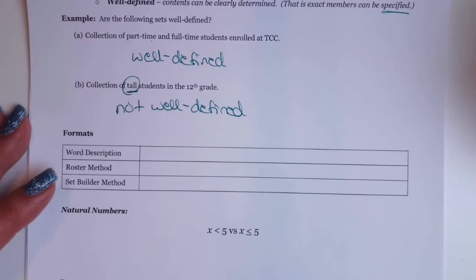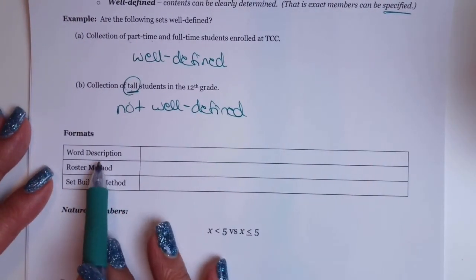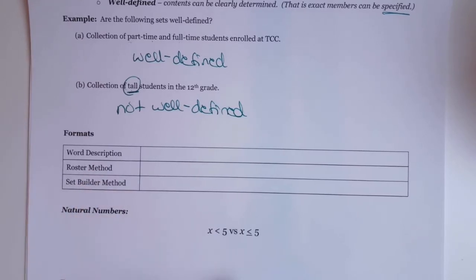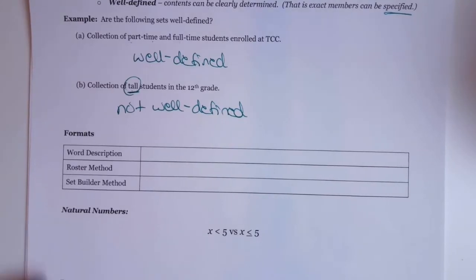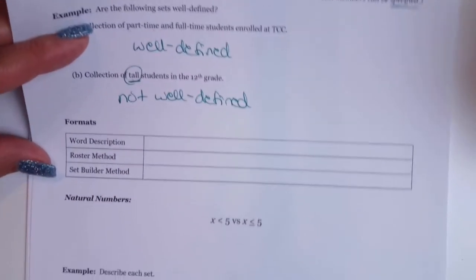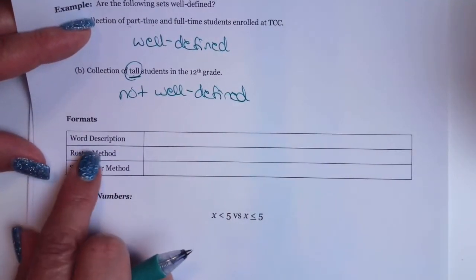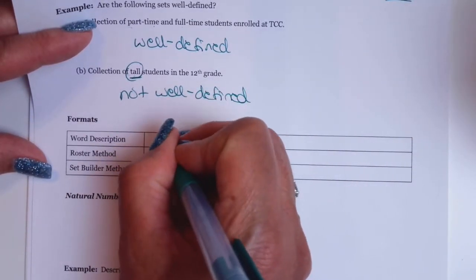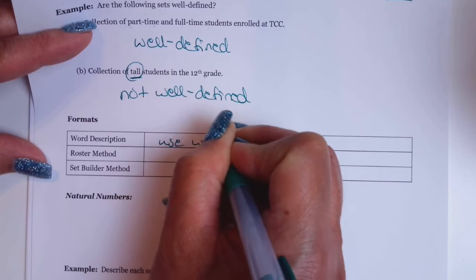Then for sets, we have different formats. We have word description, roster method, and set builder method. We're going to look at examples here. Word description, just like it says, uses words. So you use words to describe.